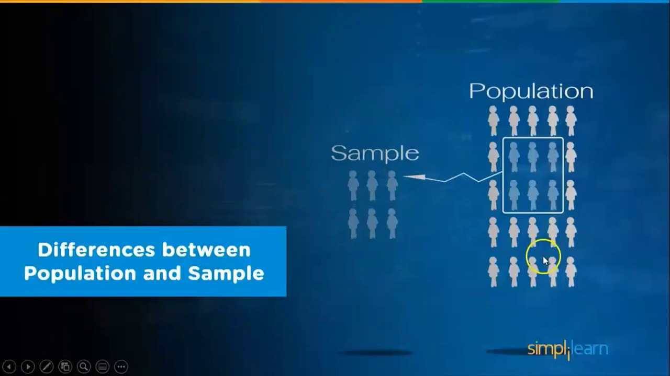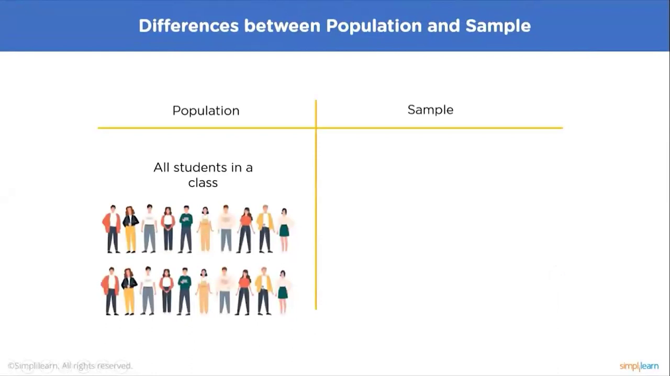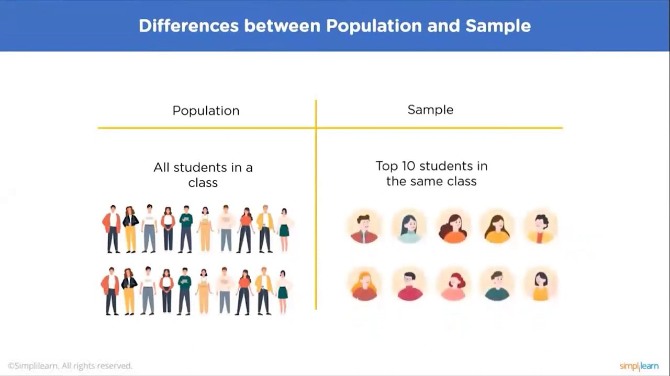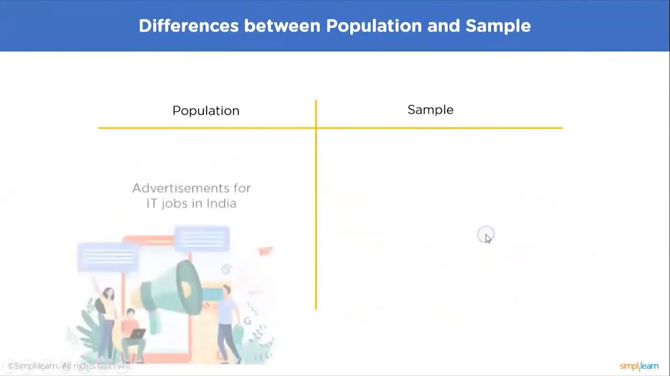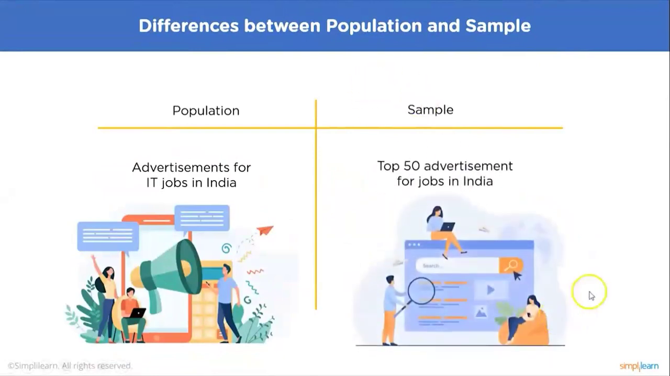Now let's look at the differences between population and samples with the help of some examples. The first example would be that all students in a class would constitute the population of that class. A sample would be only the top 10 students within the same class. The sample is a small subset of the population in this case. Advertisements for IT jobs in India would mean the complete search results that pop up when you search IT jobs in India. A sample of that would be the top 50 advertisements for the same jobs.